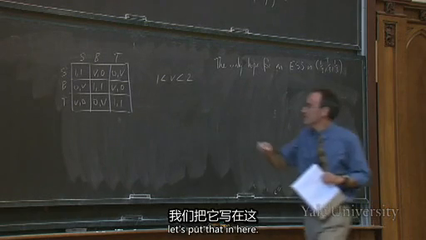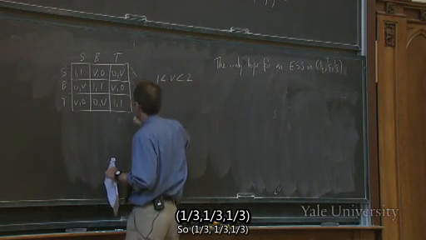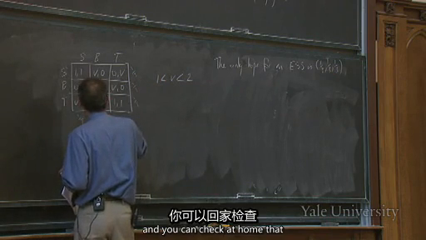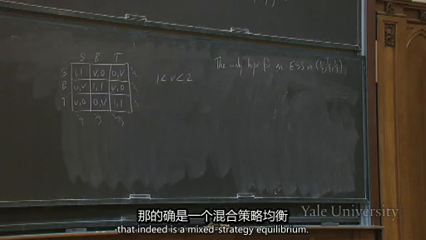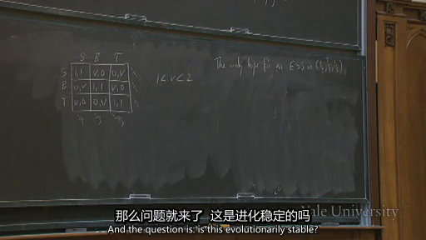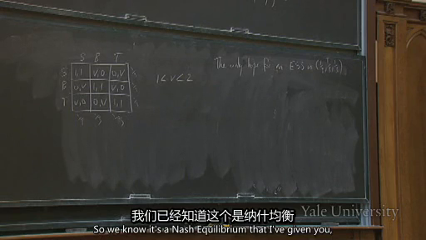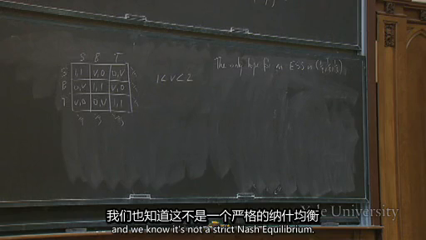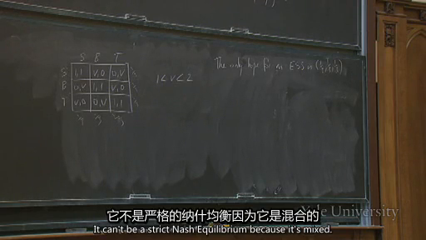All right, let's put that in here. 1/3, 1/3, 1/3. And you can check at home that that indeed is a mixed strategy equilibrium. And the question is, is this evolutionarily stable? So we know it's a Nash equilibrium, and we know it's not a strict Nash equilibrium. Everyone okay with that? It can't be a strict Nash equilibrium because it's mixed.